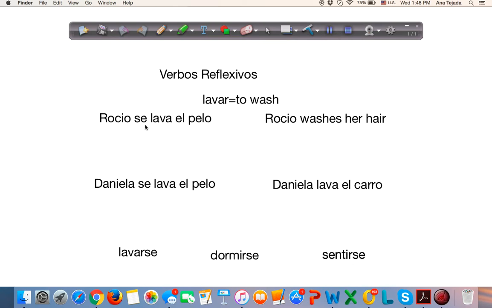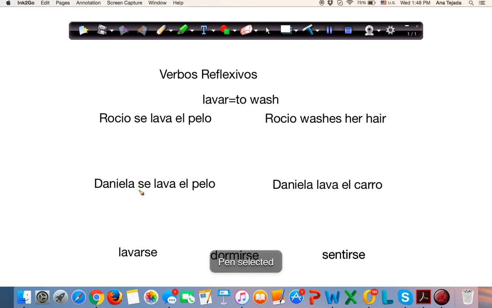Daniela se lava el pelo. El pelo is part of Daniela. So the action of lavar is being done to or for herself, right? She is doing it to herself or for herself. It's reflexive, which is demonstrated by having the reflexive pronoun se. We still conjugate lava according to our subject, Daniela, third person.